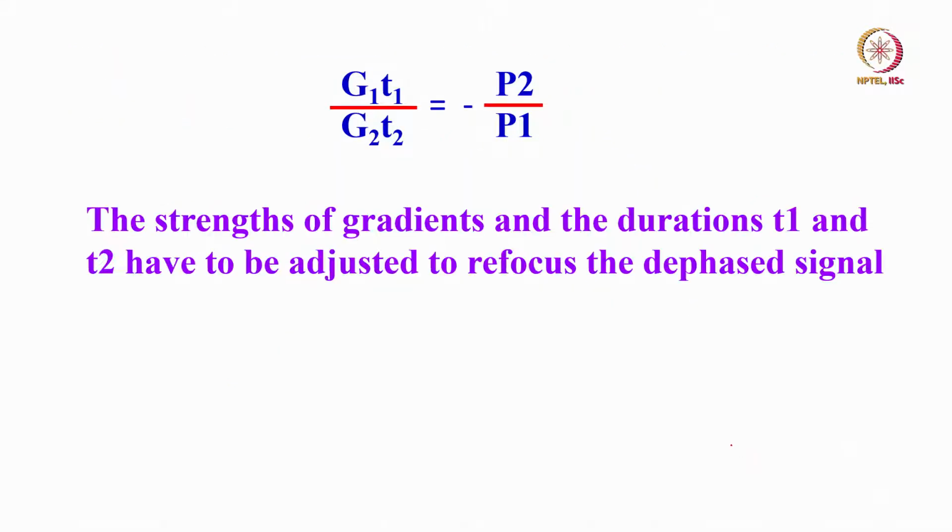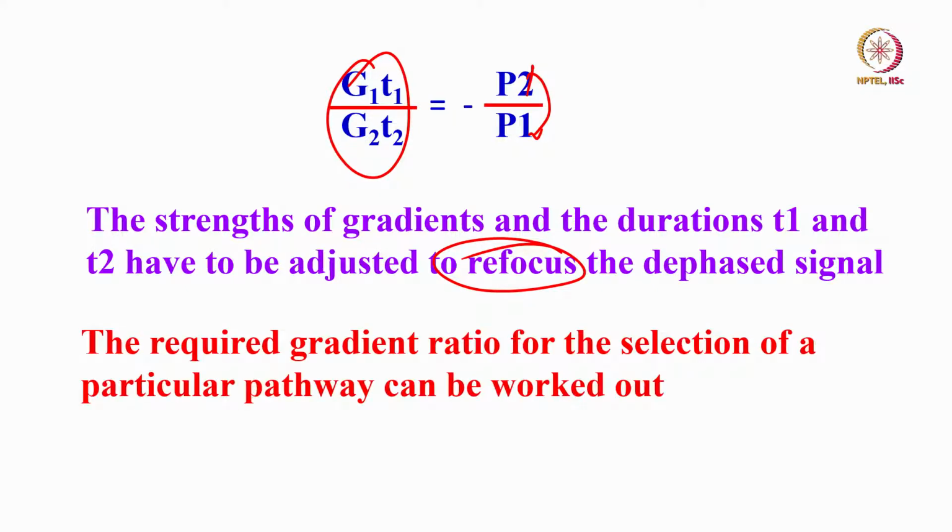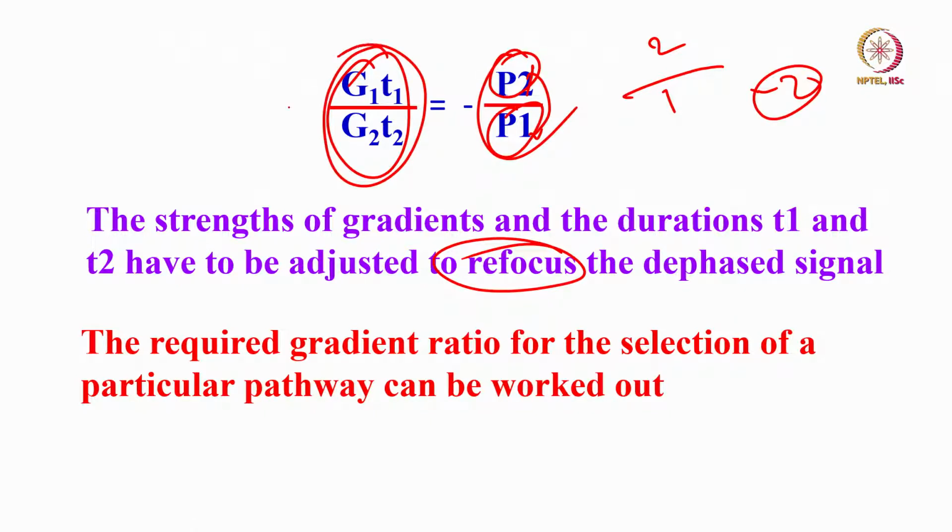So what do you understand from this? The strength of the gradient and the duration T1 have to be adjusted properly to refocus the dephased signal. That's what it is. We can adjust it. So that means if I adjust G1 and G2 properly, then I can find out the ratio of P1 and P2. I can select the particular pathway. So the required gradient ratio for selection of a particular pathway can be worked out. Let us say I have P2 as 2 and P1 as 1. Now P2 by P1 is 2, so you have to adjust G1 G2 and T1 T2 in such a way that the ratio becomes minus 2. Then you can select this pathway.